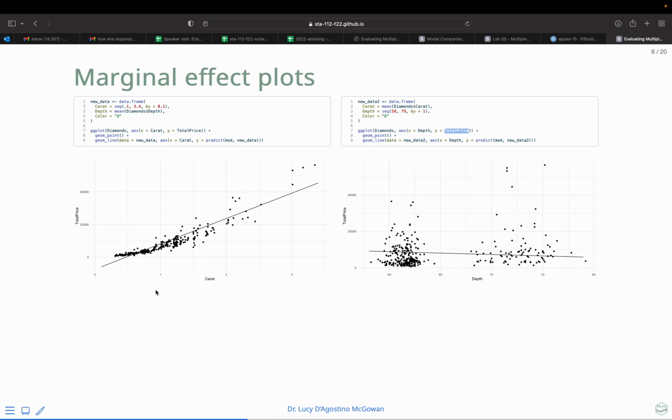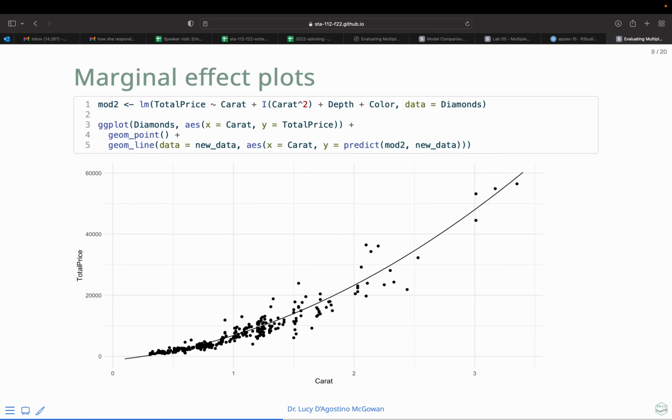Okay, so based on that first marginal effects plot, I decided to add a squared term to my model. And when I made my marginal effects plot using this new model, I see that it fits my data much better. If I looked at a residuals versus fits plot, I would also see that the nonlinearity assumption was no longer violated.